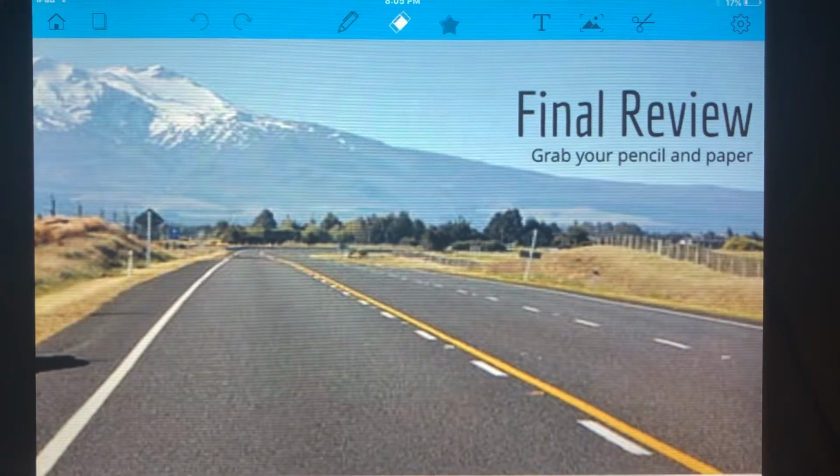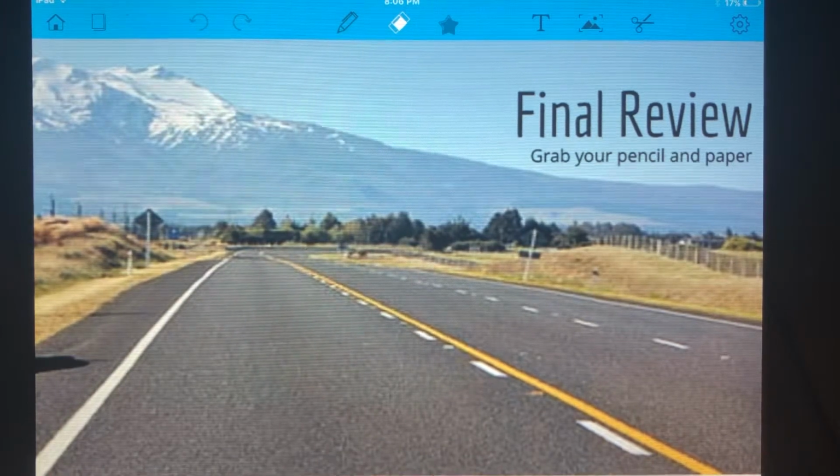Alright, you guys, this is Miss Amber, and here we are with our final review. Guys, we are at the end of the road, the end of the school year, so we just want to make sure that we finish strong and we go through everything that we've learned so far. Alright, so grab your pencil and your paper, and remember to take notes and write down the example problems with me. Alright?